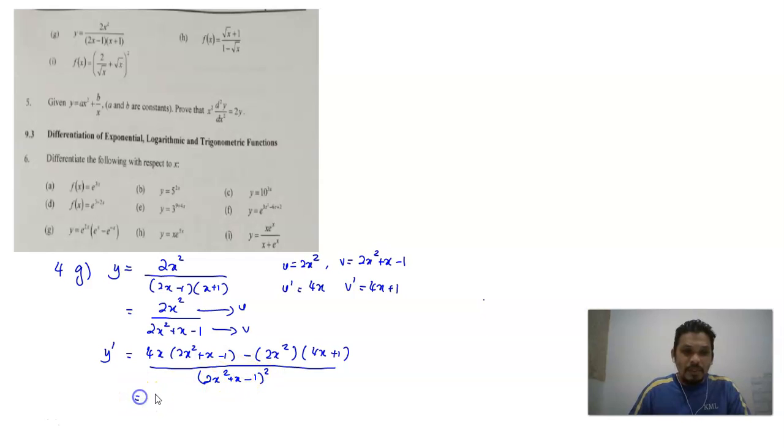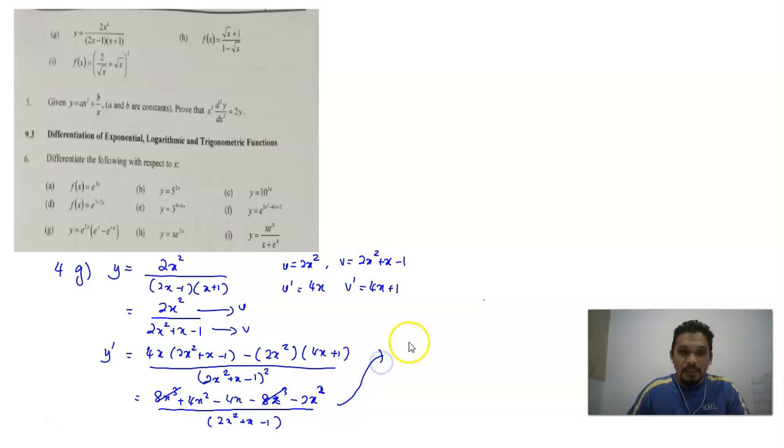Okay, so you may expand this. 4 times 2, 8x cubed, plus 4x squared minus 4x, then minus 2 times 4, equal to 8x cubed, and then minus 2x squared, plus 1, minus 2x squared, and everything divided by (2x squared plus x minus 1) squared. 8x cubed minus 8x cubed; 4x squared minus 2x squared equal to 4 minus 2, 2x squared minus 4, divided by (2x squared plus x minus 1) squared.